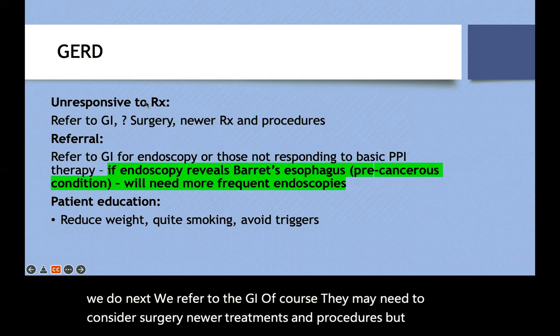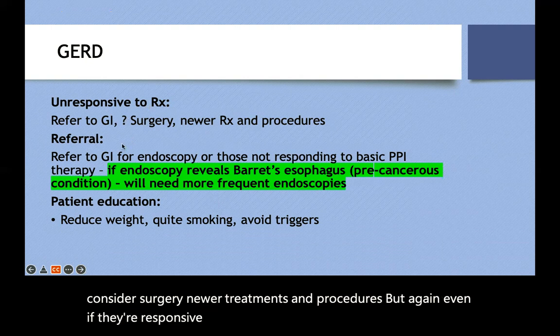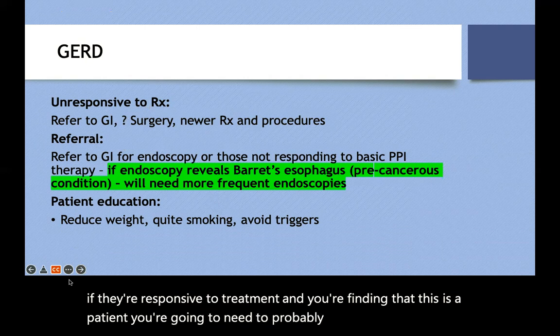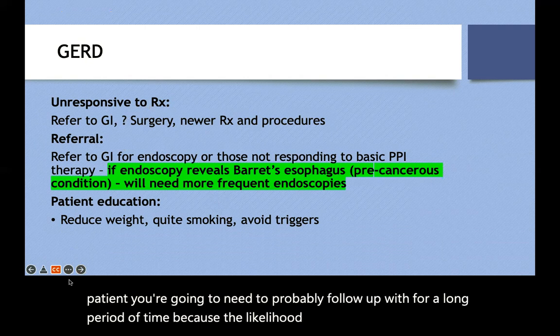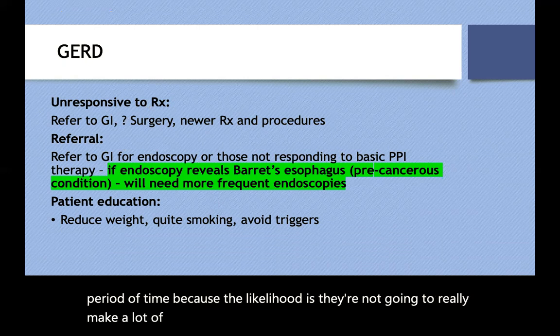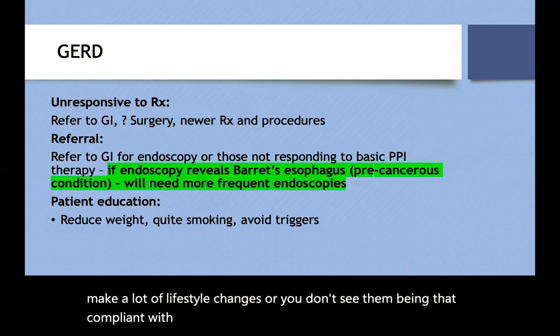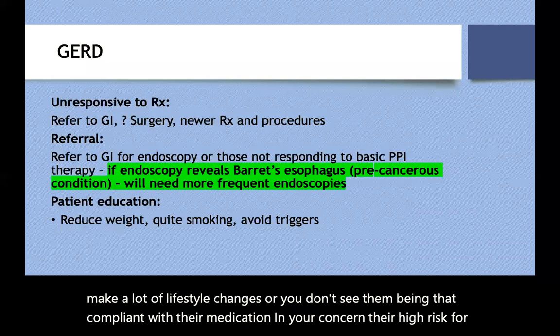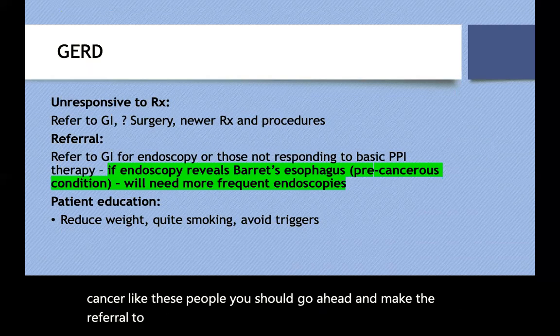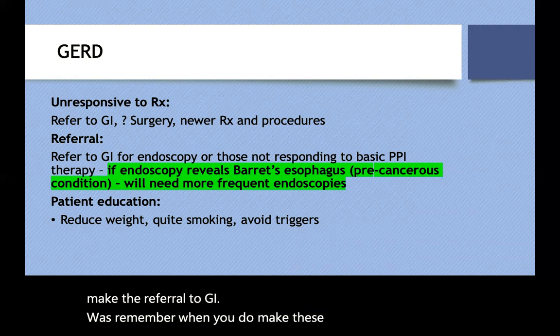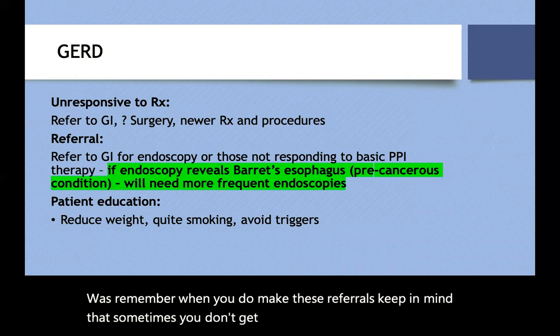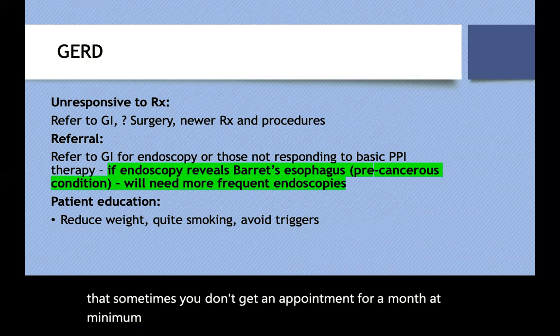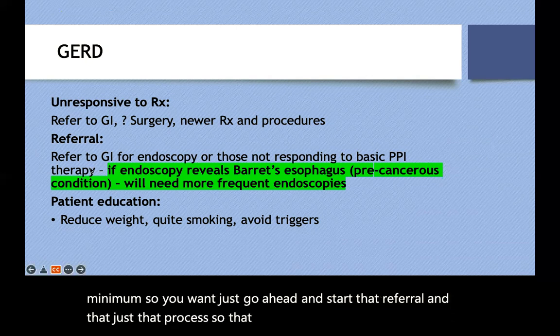But again, even if they're responsive to treatment and you're finding that this is a patient you're going to need to probably follow up with for a long period of time, because the likelihood is they're not going to make a lot of lifestyle changes, or you don't see them being that compliant with their medication and you're concerned they're high risk for cancer, like these people, you should go ahead and make the referral to GI. Because remember, sometimes you don't get an appointment for a month at minimum, so you want to go ahead and start that referral process so that nothing suddenly erupts and there's no plan in place.